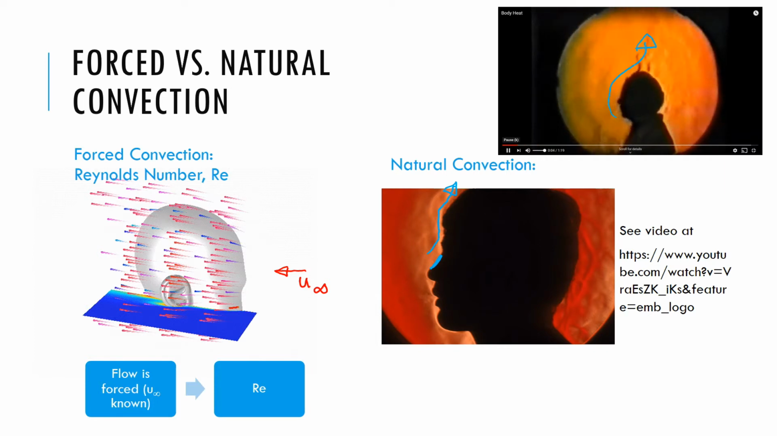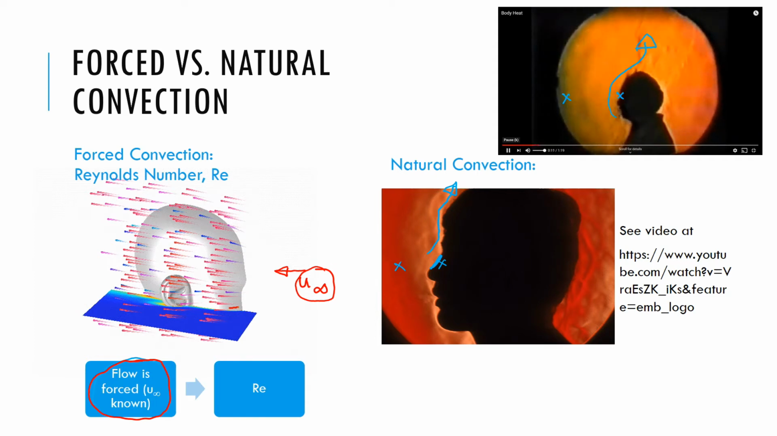So then it's kind of hard to talk about Reynolds number. In the forced case, we could talk about Reynolds number because we know u infinity. Here, the velocities are actually 0 on the surface and 0 far away. So 0 on the surface and 0 far away. In between, it has some velocity. But that velocity really depends on the temperature difference.